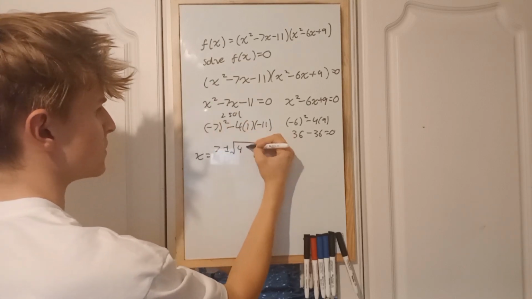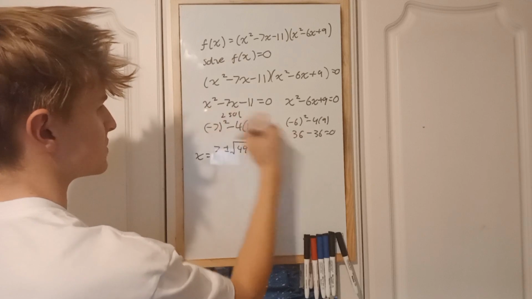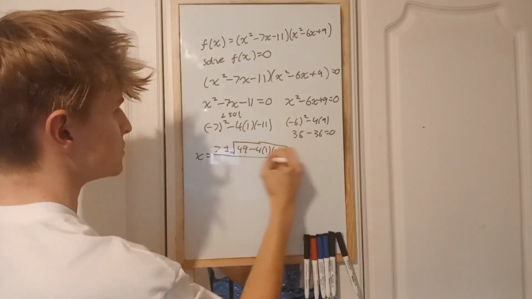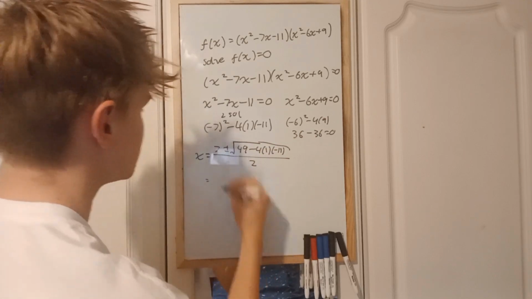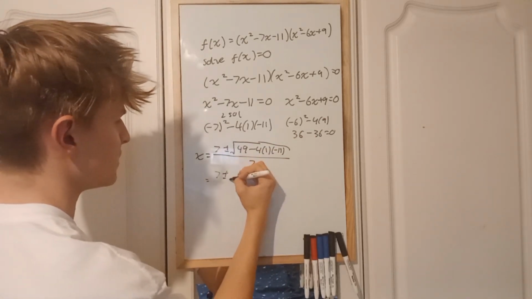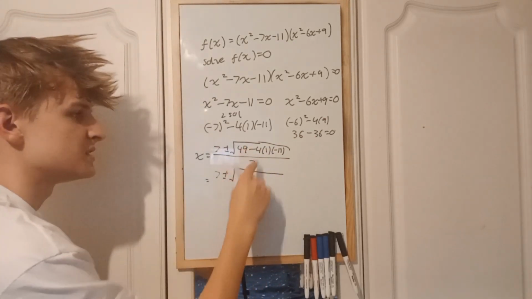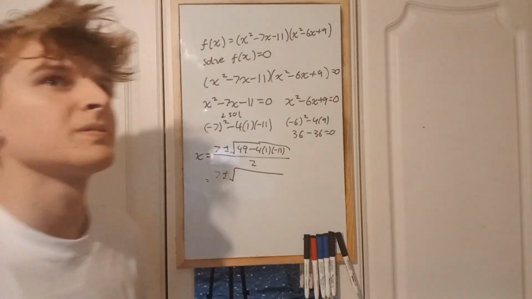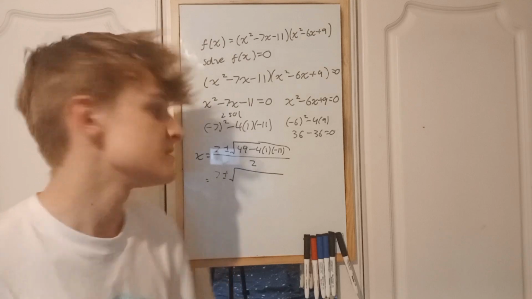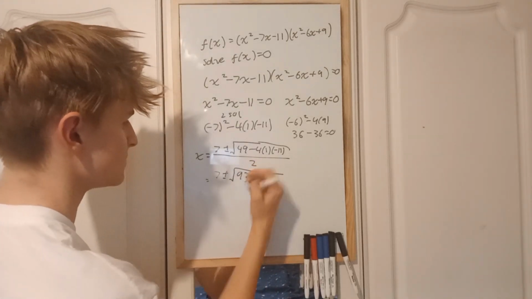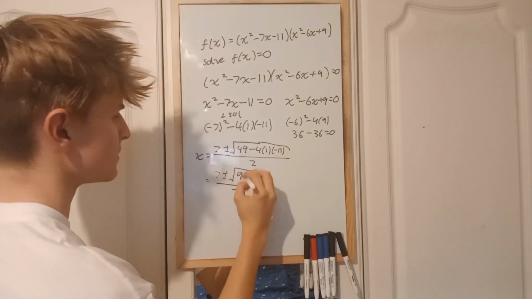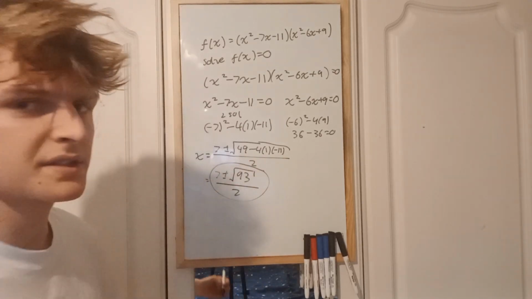Negative 7 squared is 49. Minus 4 times 1 times minus 11, all over 2. Rightio, and that equals 7 plus minus root 49. These two minuses become a plus. 49 plus 44 is 93. So, right, those are our first two solutions for f of x equals 0.